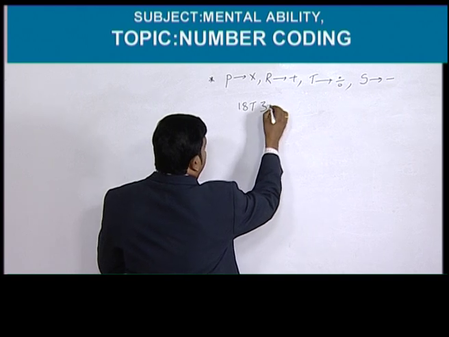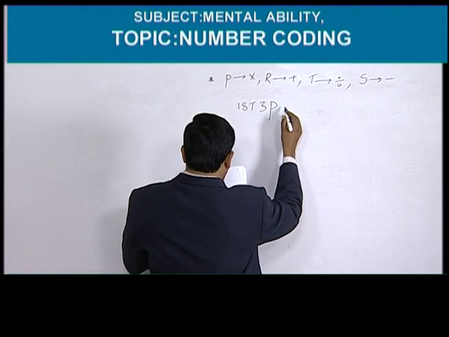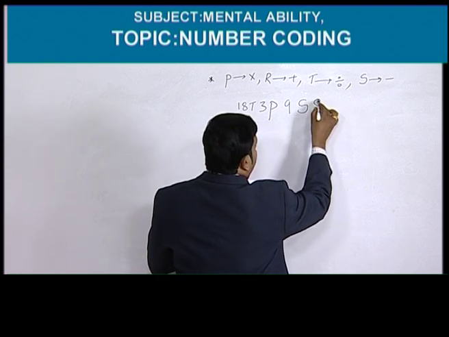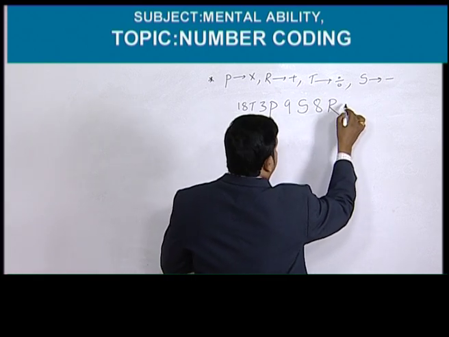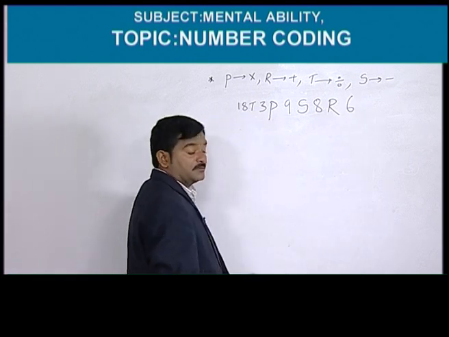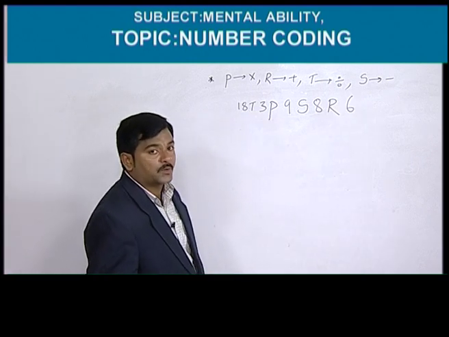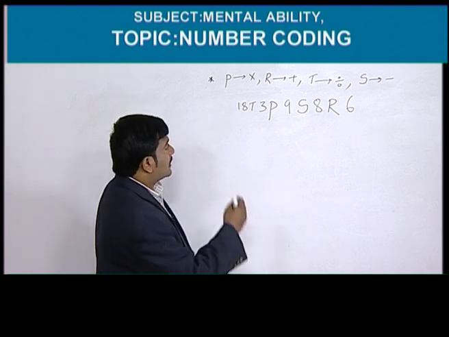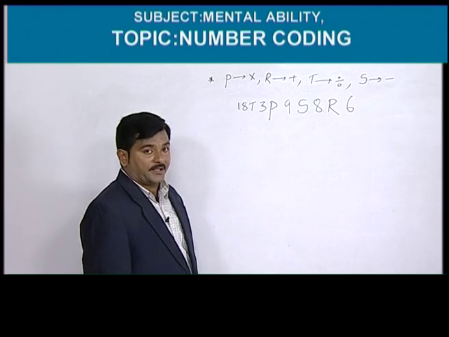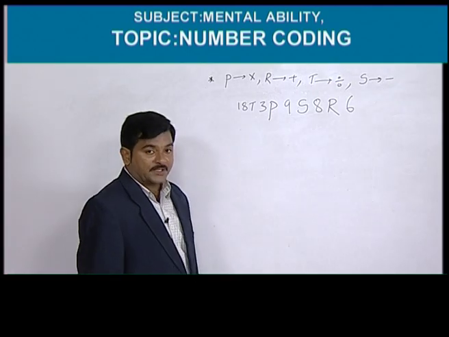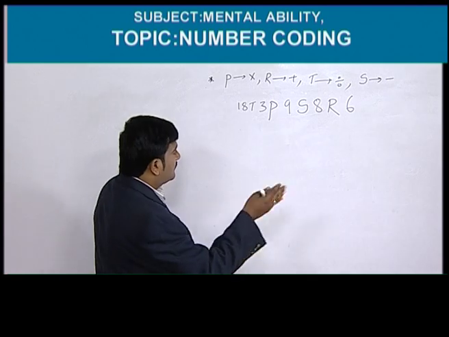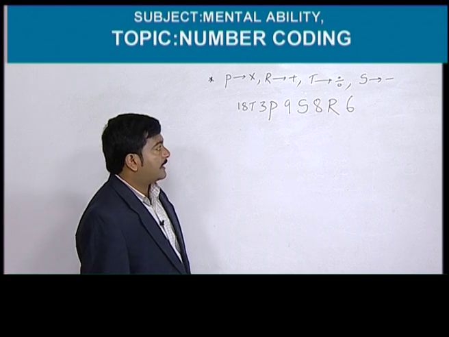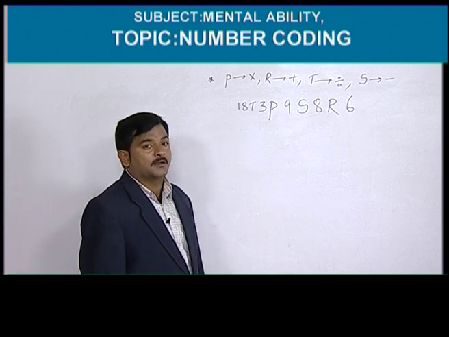18T3P9S8R6. I repeat this question once again. In a certain code language, P means into, R means plus, T means divided by, S means minus. Then find the value of 18T3P9S8R6.